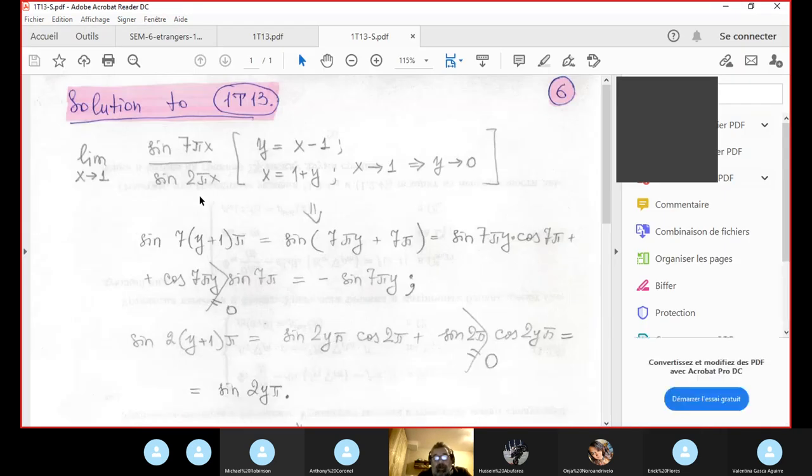You see, as for this exercise, Valentina, you can, in fact, use the trigonometrical formulas in order to simplify your functions. Because here you see that it's sine of 7 pi x divided by sine of 2 pi x. So you can rearrange your denominator in order to have something like sine of 2 pi x in the numerator. But there is another way.